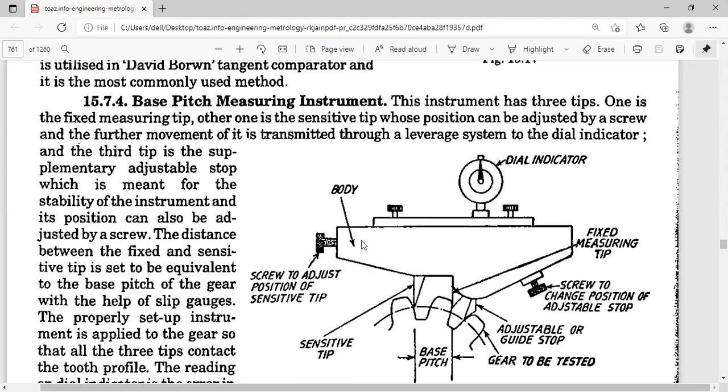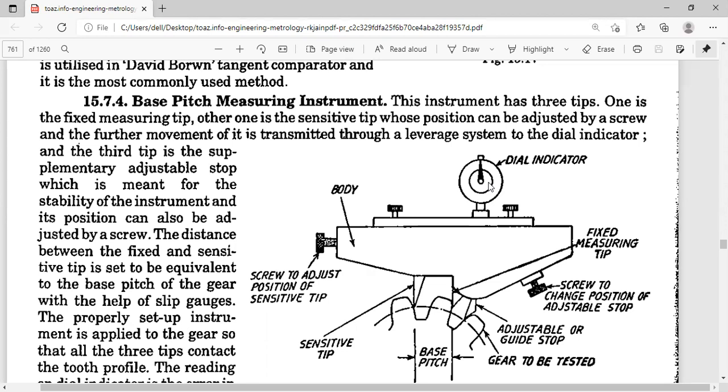Inside the body of the instrument, we have a leverage system. Whenever we have a leverage system, we have some small levers and small gears, just like when you assemble a watch. We have a dial indicator on the top of the instrument. That is a very important thing, because with the dial indicator we can know the error in the base pitch.